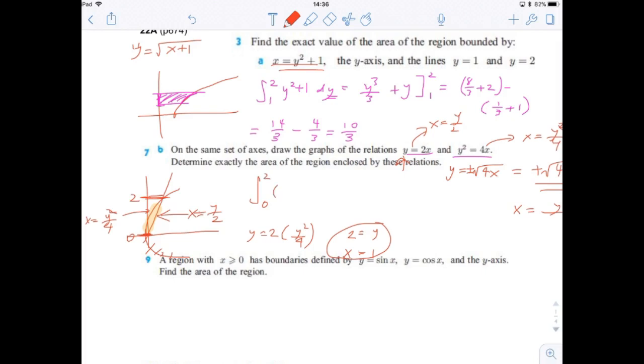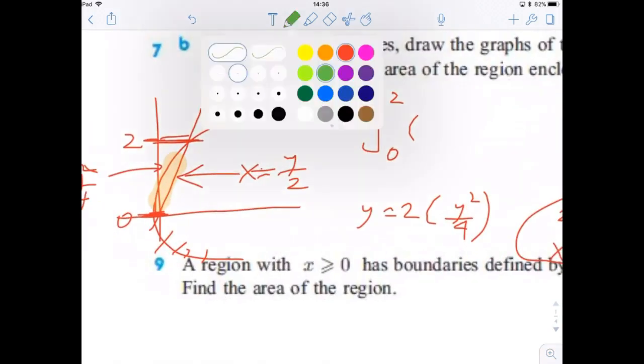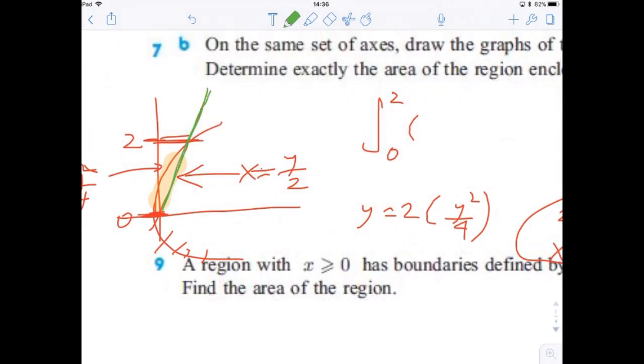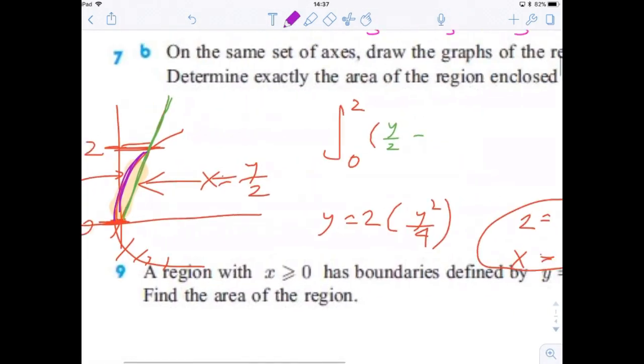And then in here, I'm going to draw this with 2 different colors so you can see. Like the line, let's say, is the green, and the sideways parabola is purple. So what we're going to do is we're going to do green minus purple, because the green is the bigger number and the purple is the smaller number within this range of y equals 0 and y equals 2, right? So I'm going to put the equation for green here, which is y divided by 2, and then I'm going to subtract the purple equation, which would be y squared divided by 4.